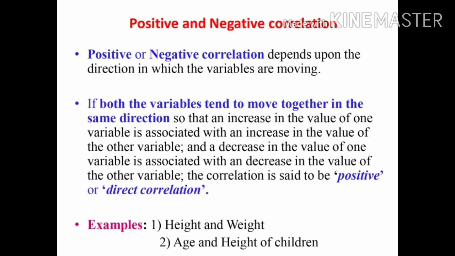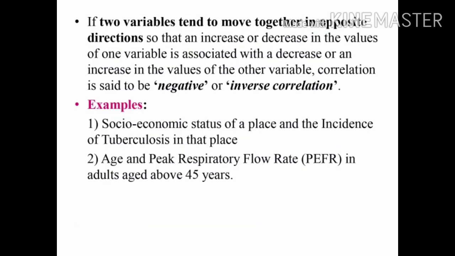Age and height of children is an example of positive correlation. A correlation is said to be negative when the values of the variables change in opposite directions. If two variables tend to move together in opposite directions, so that an increase or decrease in the value of one variable is associated with a decrease or an increase in the value of the other variable, the correlation is said to be negative correlation, or inverse correlation.